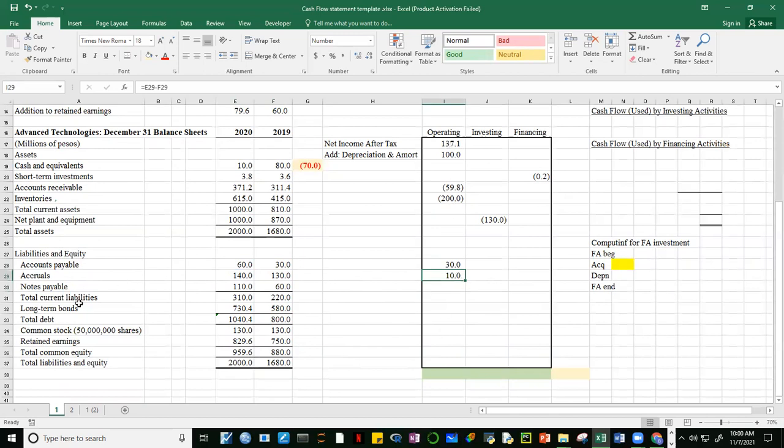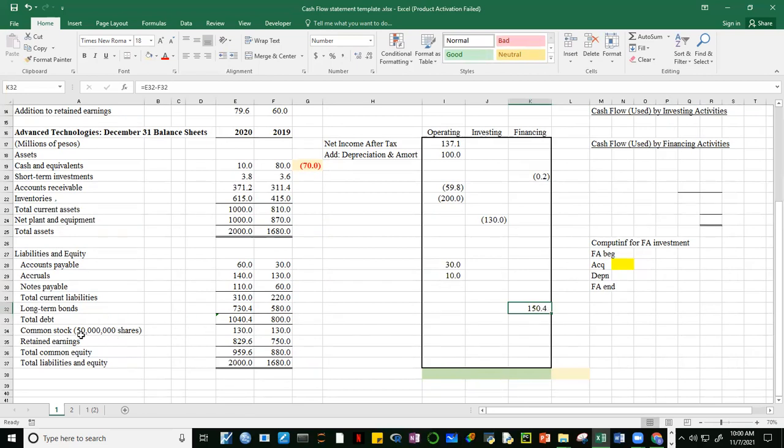Okay. Then we have here long-term debt. We don't include the total because this just sums up all the other components of your current liabilities. Long-term debt went from 580 to 730.4. Therefore, this is an increase in liability. Long-term debt will form part of your financing activities because this is interest-bearing. So it's a source of cash. There was an increase in bonds. So that's 730.4 minus 580. Okay, source of cash, increase in debt.